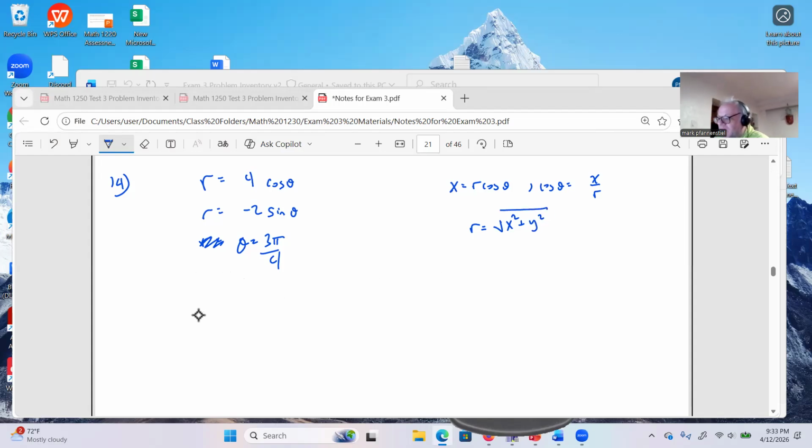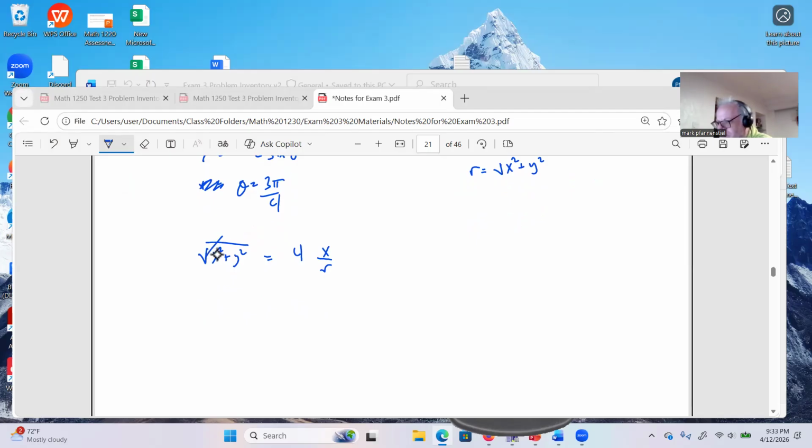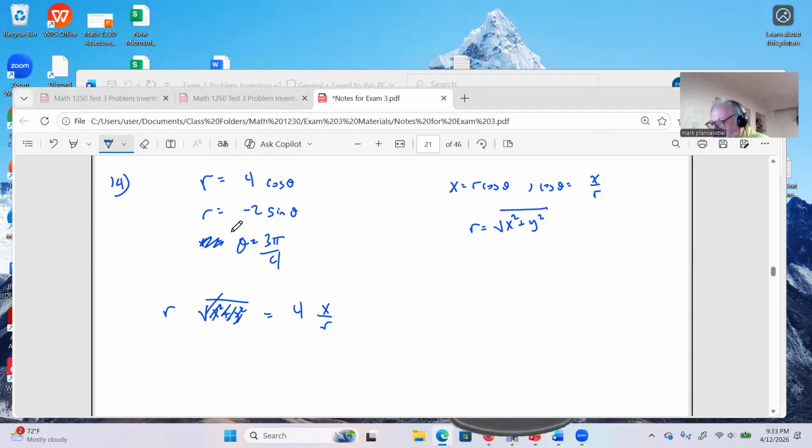All right, so we're going to say this is x squared plus y squared is equal to 4, and then we have cosine, which is going to be x over r. What I should have done was wait to transpose my r, so I'll just rewind a moment. r is equal to 4 times x over r. Then we could say that we have 4x equals r squared, right?